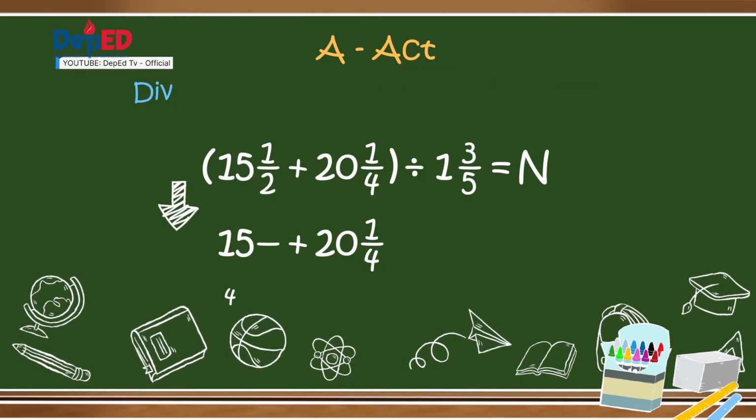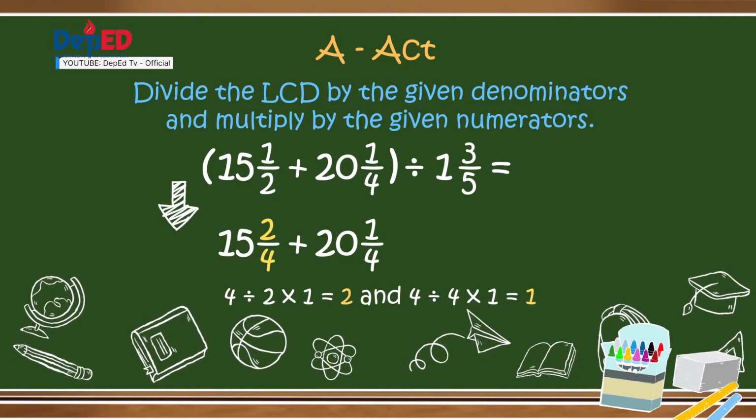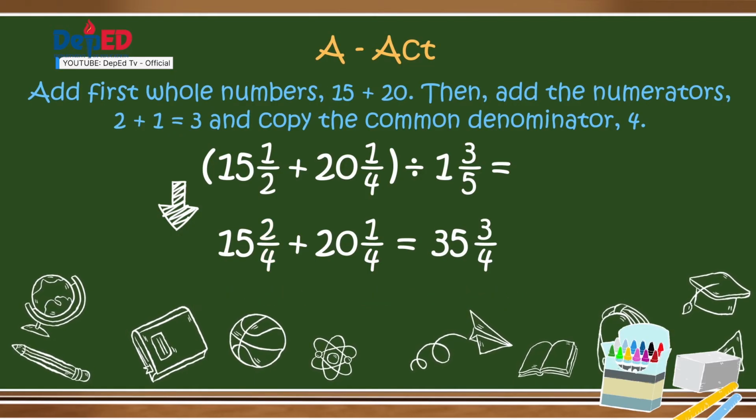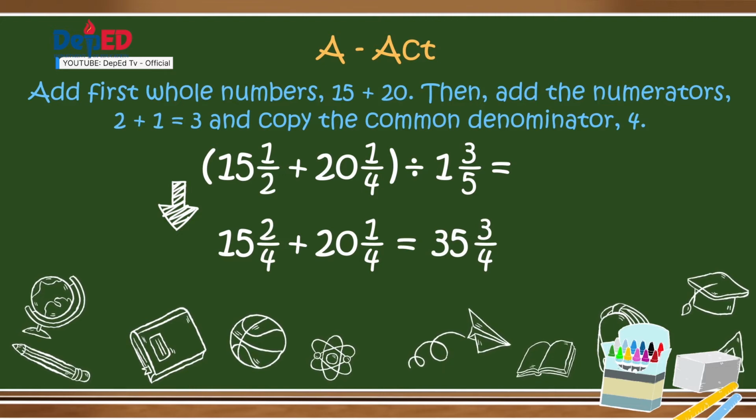Second, divide the LCD by the given denominators and multiply by the given numerators. 4 divided by 2 times 1 equals 2. 4 divided by 4 times 1 equals 1. Since we are adding mixed numbers, add first the whole numbers, 15 plus 20. Then, add the numerators, 2 plus 1 equals 3, and copy the common denominator 4. We have 35 and 3/4.